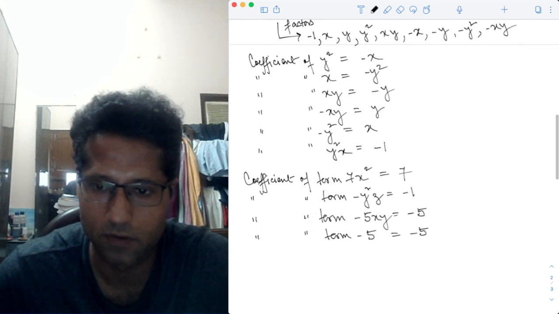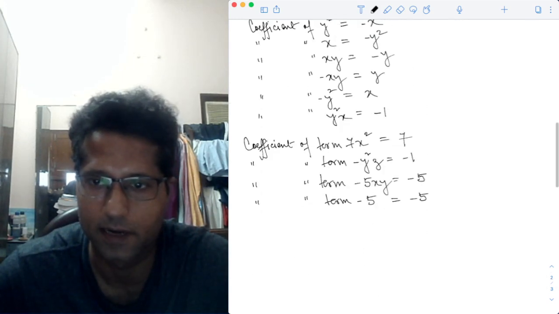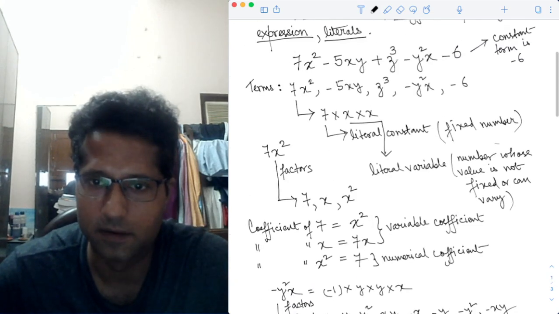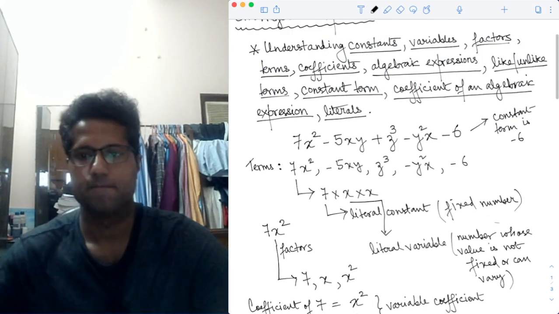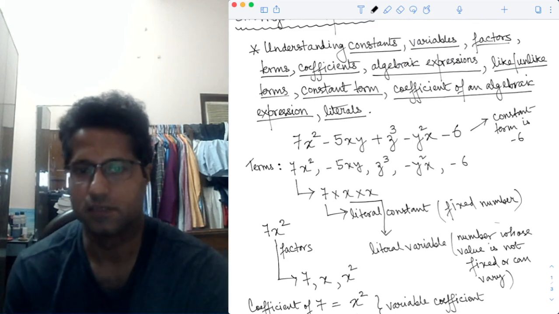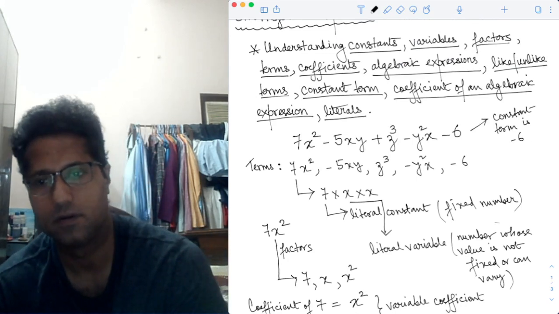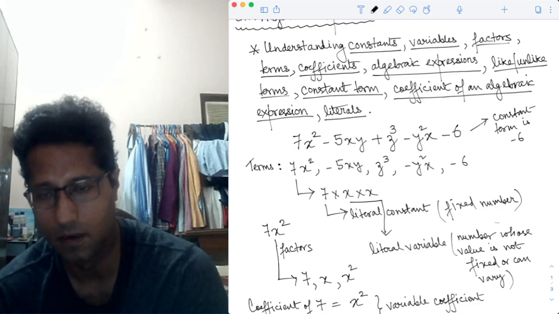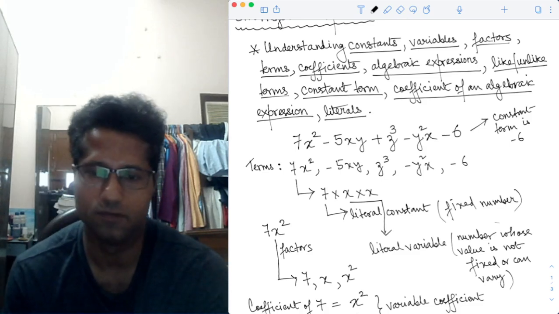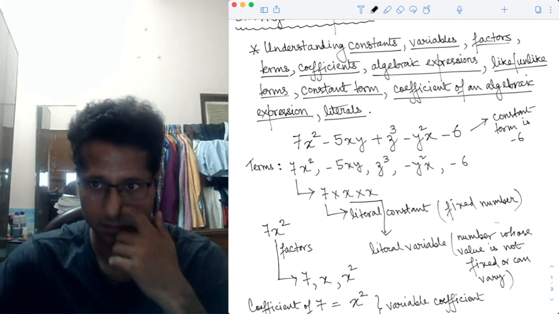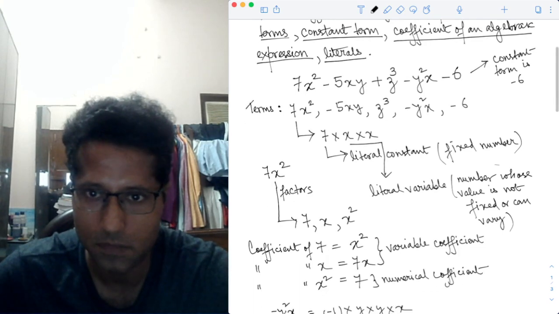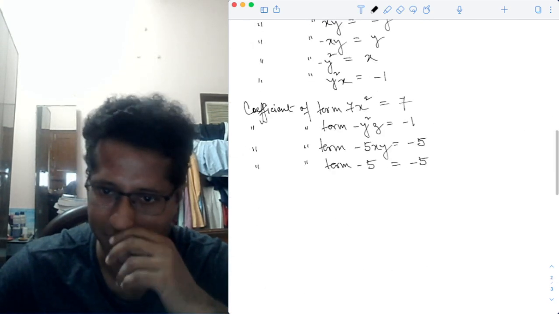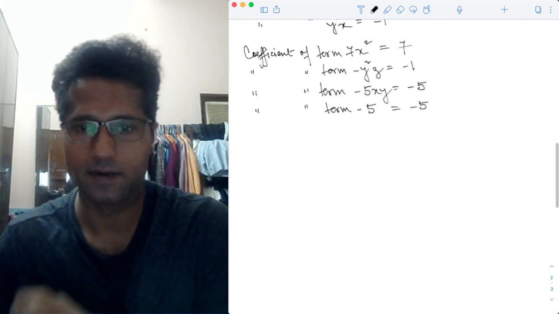Now let's try to understand what are like terms and unlike terms. Two terms are said to be like if they have the same literal factors. Okay. Now let's take some concrete examples. Like and unlike terms.